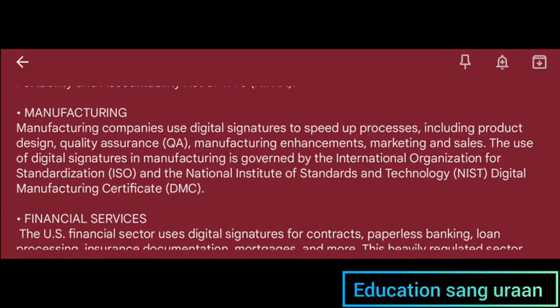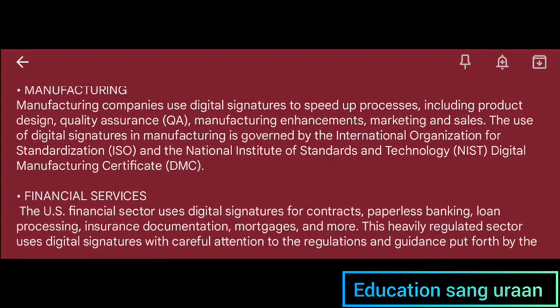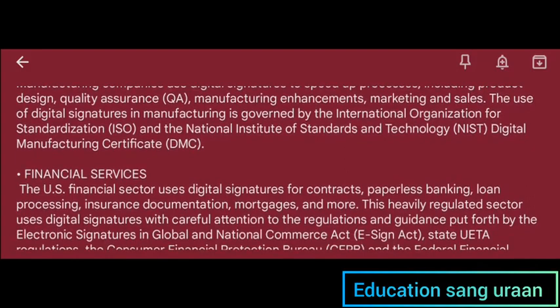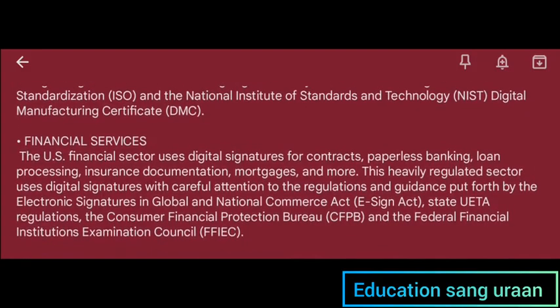Manufacturing. Manufacturing companies use digital signatures to speed up processes including product design, quality assurance, manufacturing enhancement, marketing and sales. The use of digital signatures in manufacturing is governed by the International Organization for Standardization (ISO) and the National Institute of Standards and Technology (NIST) Digital Manufacturing Certificate (DMC).